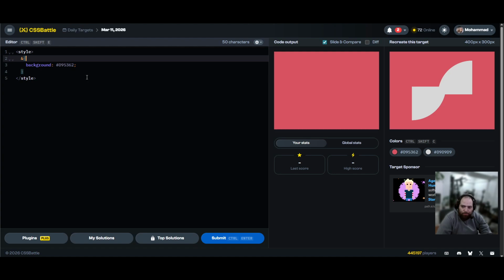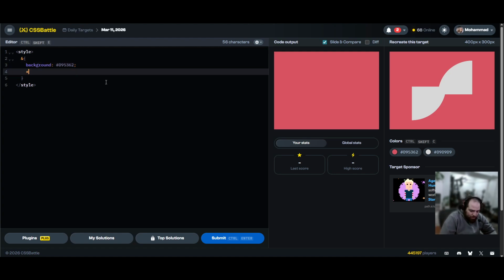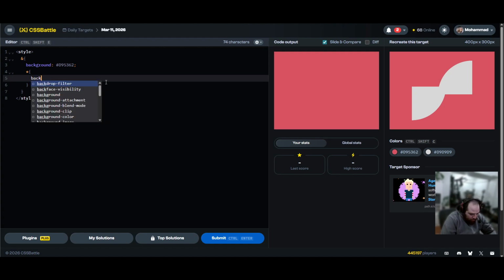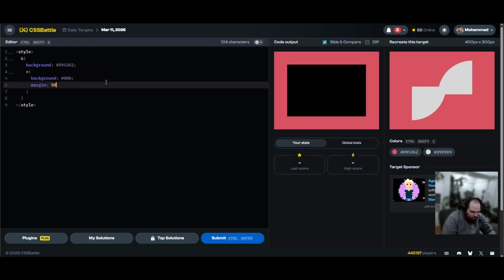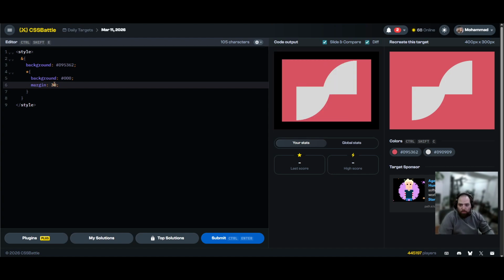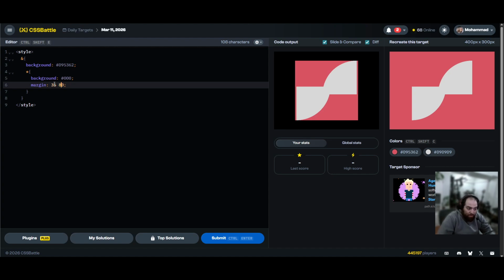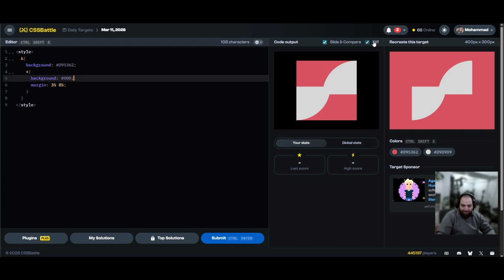I'm thinking of two radial gradients. What do you guys think? I think that's a solid place to start, right? Let's get this going. A background black so we can see what we're doing. Margin 50. Is that right? No, it's not. Margin 40, 35, 35. Fantastic. Now here, 70, maybe 80, 85. Spicing it up.